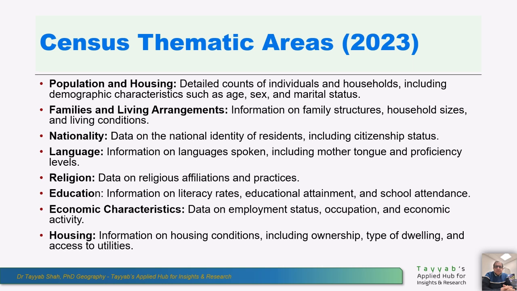So if we summarize the census thematic areas, what kind of datasets and attribute information are being collected, you can see the number of areas the overall census covered. And the last slide is about housing information: housing condition, ownership, type of building, and access to utilities. That is also part of the census activity.